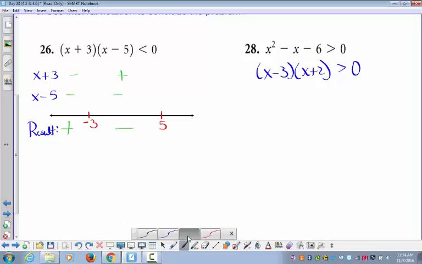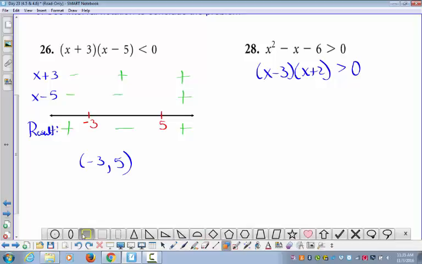To the right of 5, both are positive. Result, positive. Now we can answer the question. The question said, for what x's is this product negative? Well, we look at our sign result here, and our result is that from -3 to 5, the result is negative.